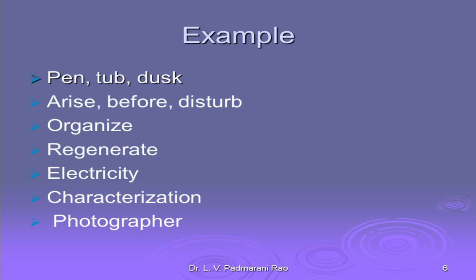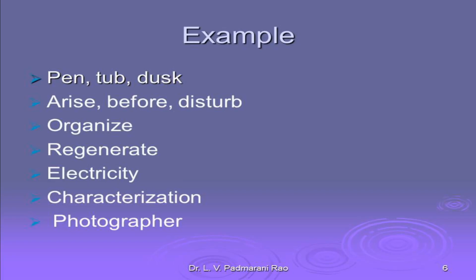Tub, it would mean a monosyllabic word. Dusk, you can pronounce it at one time, and hence all these are monosyllabic words. Look at the other examples. Arise. So we have clapped twice, which would mean it is a disyllabic word. Before. We have clapped twice, and so it becomes a disyllabic word. Disturb. So automatically it becomes a disyllabic word. If you look at the next word, organize. We have clapped thrice, so it's a trisyllabic word. It has got 3 syllables into it.